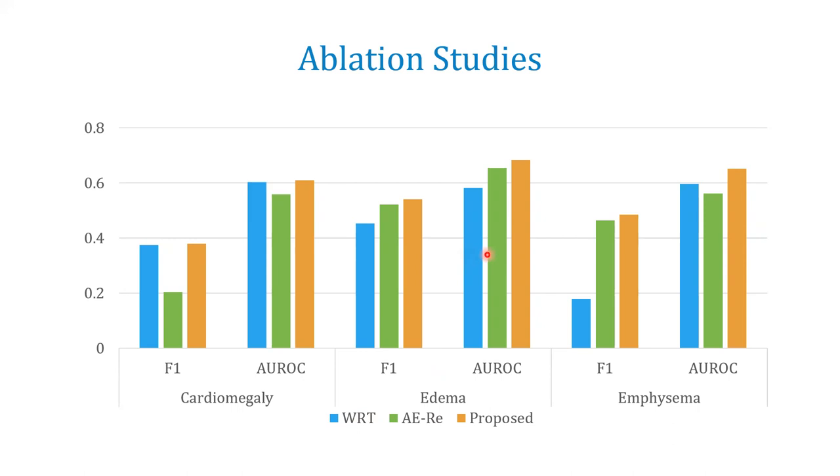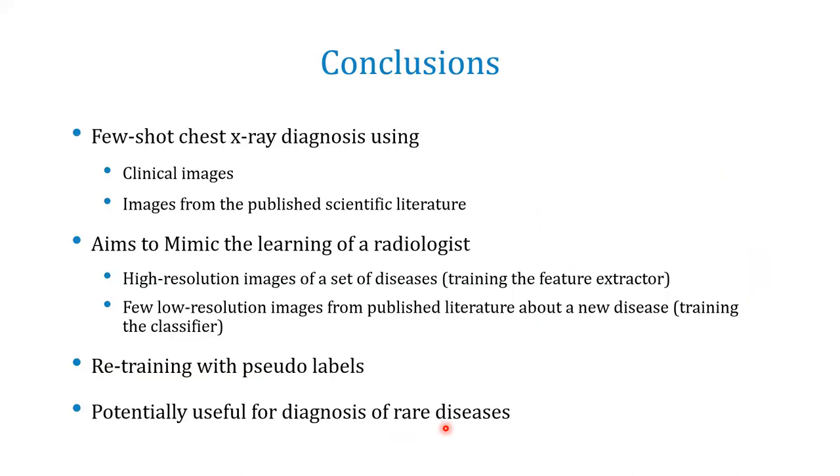So you can see for most of the diseases and conditions, or I should say for all of the diseases and conditions, we have better results using the proposed method compared to the other ablation studies. So this shows the utility of our retraining based design and the utility of the cluster based loss function. So that is how we have designed two methods for few-shot chest X-ray diagnosis, one purely using clinical images and the other one using images from the published scientific literature alongside unlabeled clinical images.